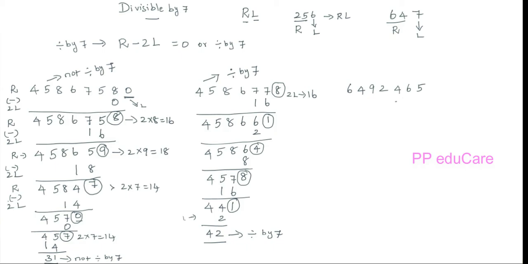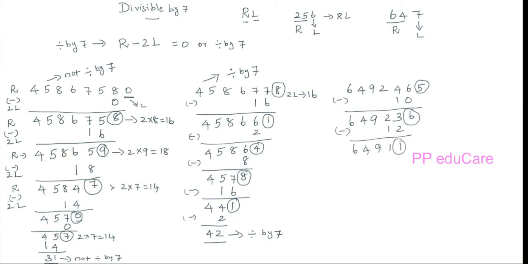Now consider the last example. The last digit is 5. 2 times 5 is 10. Subtract this 10 from the remaining digits. The resulting value will be 6, 3, 2, 9, 4, 6. Now the last digit is 6. 2 times 6 is 12. The difference is 1, 1, 9, 4, 6. Now the last digit is 1. 2 times 1 is 2. The difference is 9, 8, 4, 6.